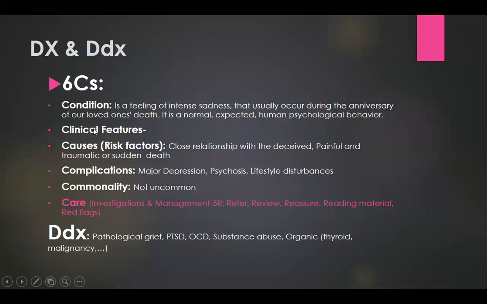Then you have to go back to the anniversary grief and explain something which is famous in the AMC Clinical Exam, which we call the 6 C's. We have condition, clinical features, causes or risk factors, complications, commonality, and then of course we have care. Care is only when we have the task of management or investigations.